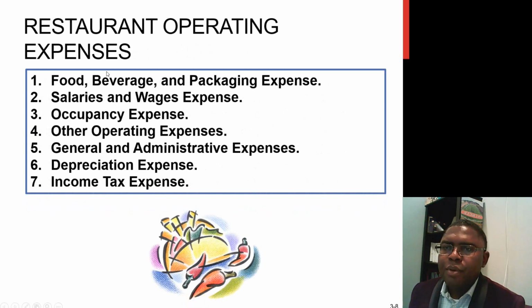So these are sample expenses for a restaurant business. It could be food expense, it could be salaries or wages expense, it could be occupancy expense, depreciation expense, income tax expense, etc.